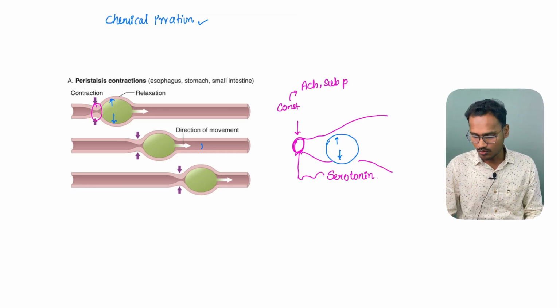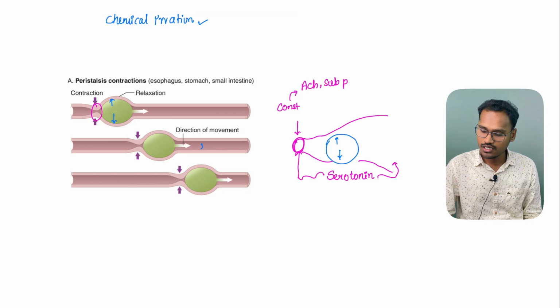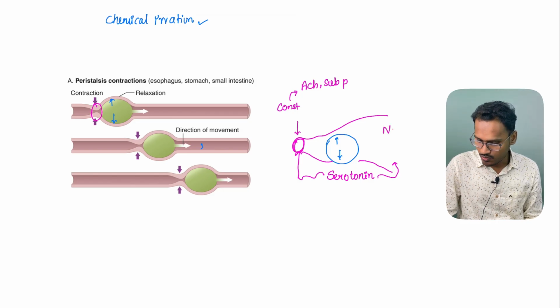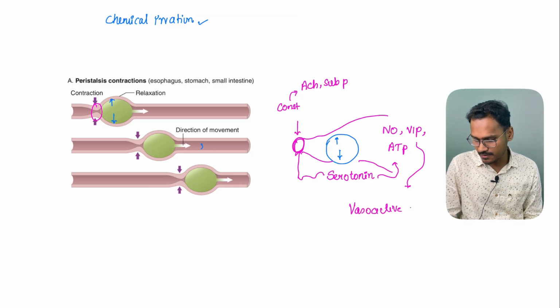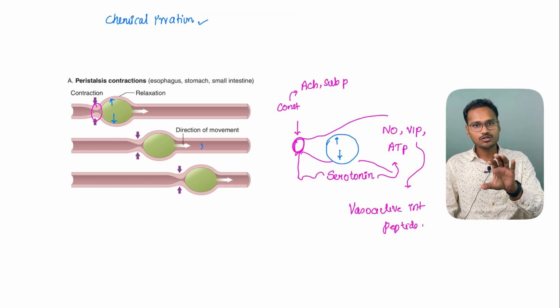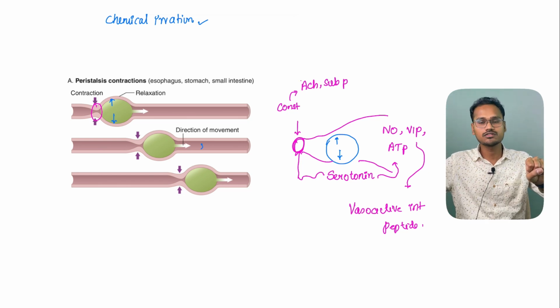Whereas in the front of the bolus, the same serotonin will go and stimulate the nerves over here to release NO, nitric oxide, VIP, vasoactive intestinal peptide, and ATP. All of them will cause relaxation. So VIP is nothing but vasoactive intestinal peptide. So we have the serotonin. Behind the bolus, it is causing contraction. In front of the bolus, it is causing relaxation.